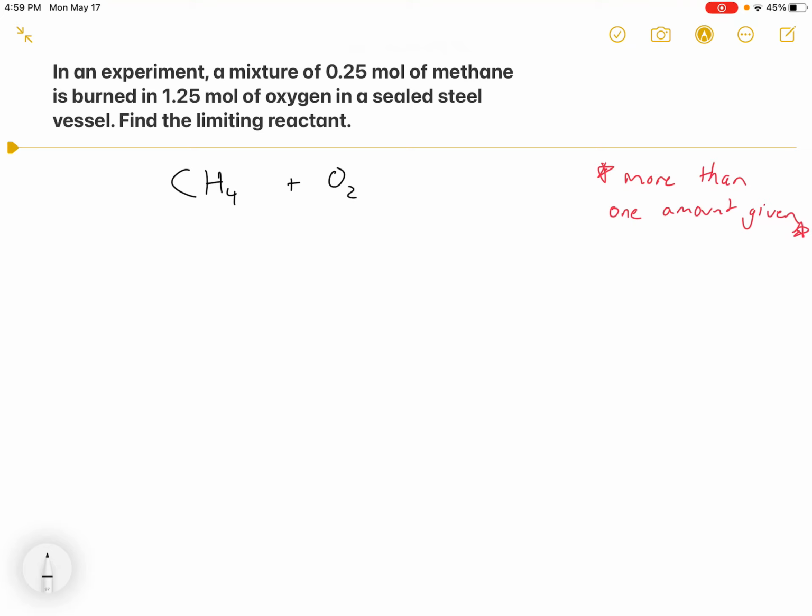So we know that methane, CH4, is going to react with oxygen, and we know that it's going to form CO2 and water. Those are always the products of complete combustion. And then I'll just quickly balance them. That's something that we've had lots of practice with.